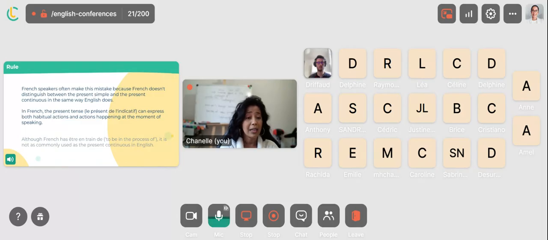French speakers often make this mistake because French doesn't distinguish between the present simple and the present continuous in the same way English does. In French, the present tense, so le présent dans l'indicatif, can express both habitual actions and actions happening at the moment of speaking. Although French has être or être en train de, to be in the process of, it is not as commonly used as the present continuous in English.